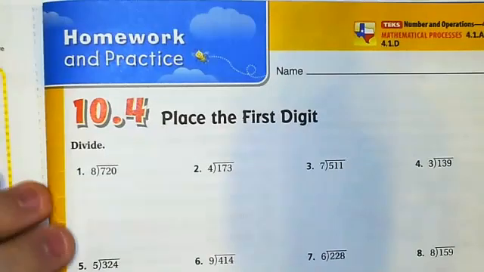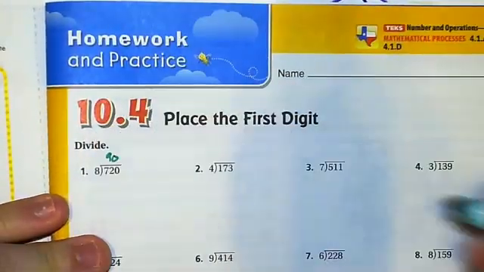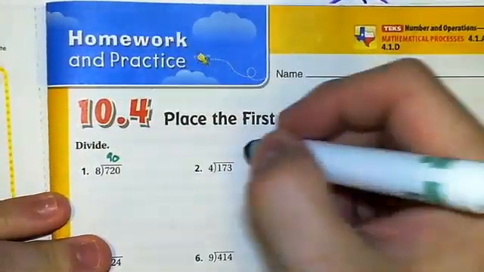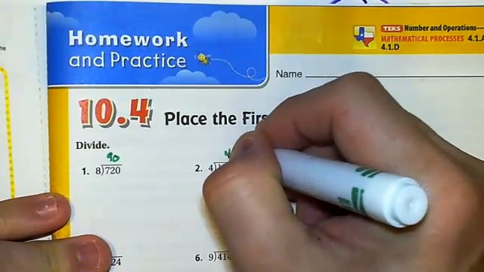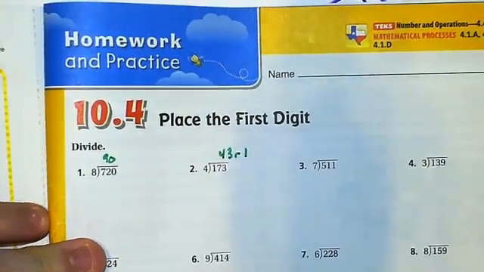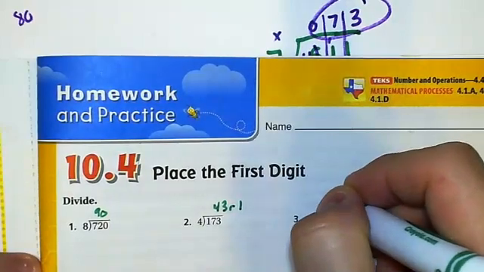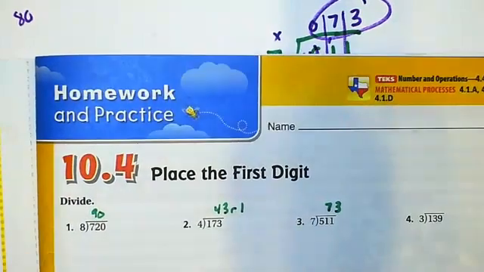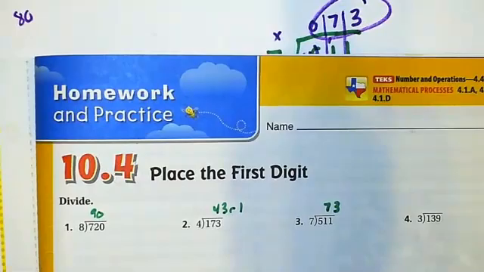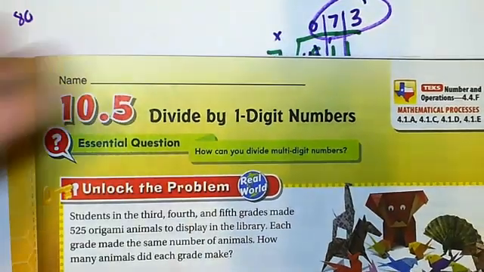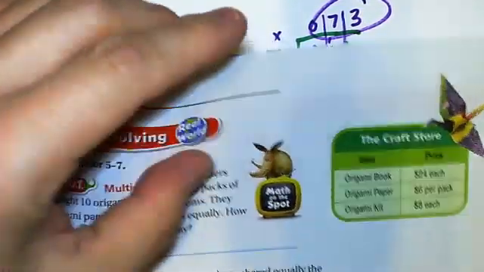page 365. This one was 90. And then we had 43, remainder 1. And then we had 73. All right. Okay, so that's 10.4. Let's go look at a couple off of 10.5.